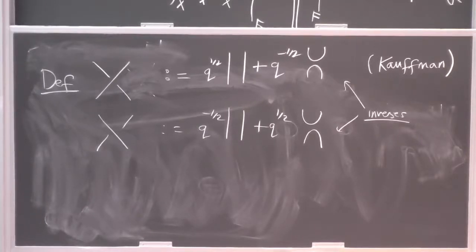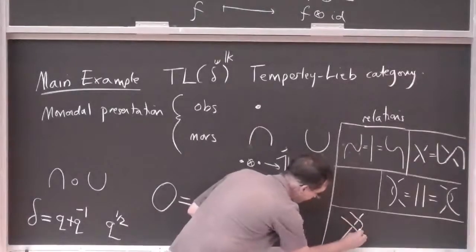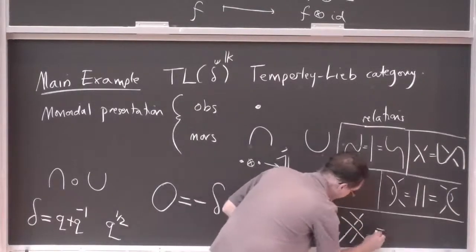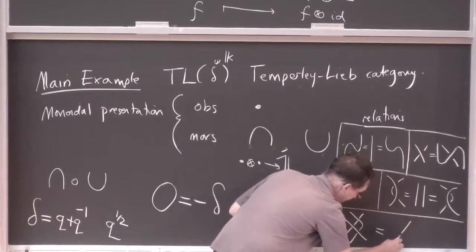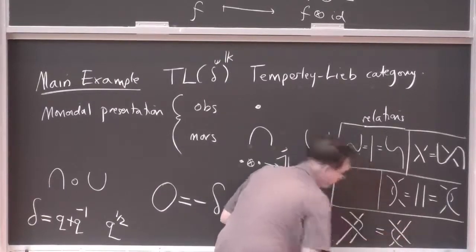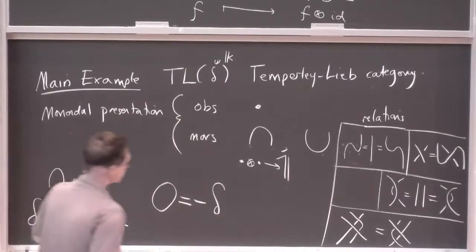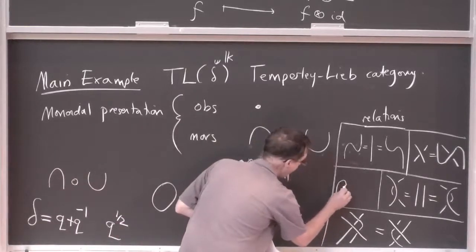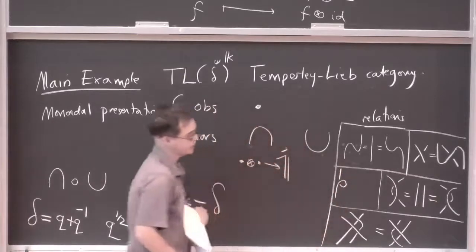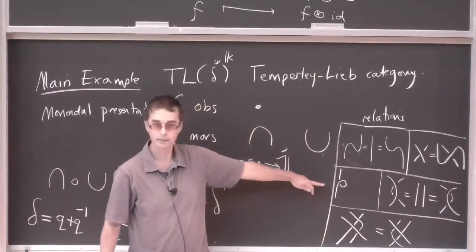I'm going to try and draw a more sophisticated relation. Can you see that one? That should look like a braid relation if I drew it right. You can check that. And I want to draw this one. Does that picture make sense?